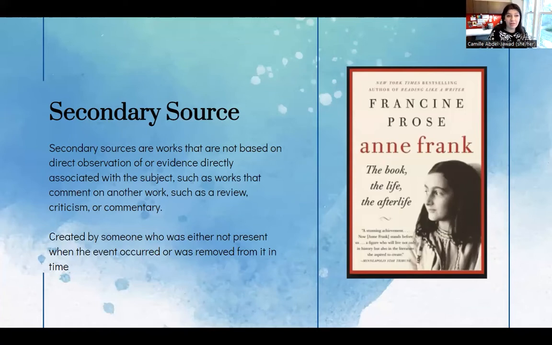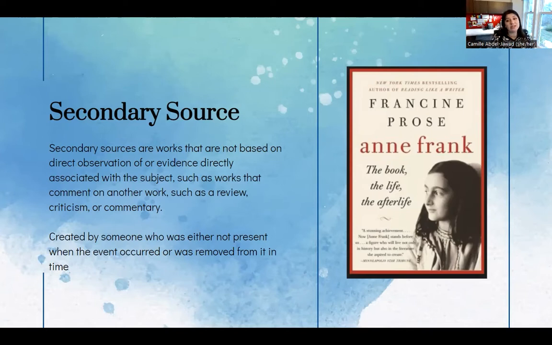But as a general rule of thumb, a primary source is a first-person account or an original account of the experience, while a secondary source is often not a direct observation. Whereas Anne Frank's diary was a primary source, this book by Francine Prose, which is more of a biography talking about how Anne Frank's diary survived past her lifetime, is a secondary source because it's looking at that primary source and doing an analysis or a commentary or review of it.